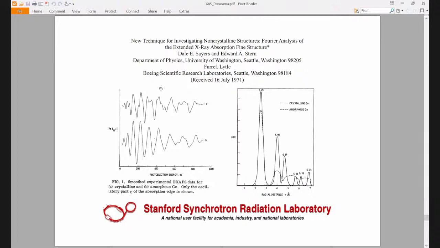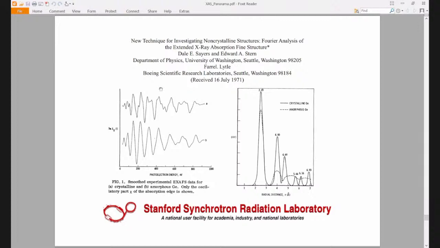So they did experiments, and they realized that doing the Fourier transform of the wiggles that you saw at the beginning, and I'm going to come back to that, gave something very close to the radial distribution function in the material. That was the beginning. They removed the name of Kronig oscillations and gave the name X-ray absorption fine structure, XAFS. Two years later, the first beamline at the Stanford Synchrotron Laboratory delivered X-rays. And what took 3 weeks of continuous data acquisition on the X-ray tube in Seattle was done in 15 minutes on the first beamline in Stanford.